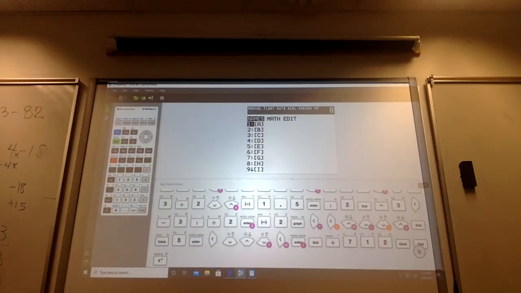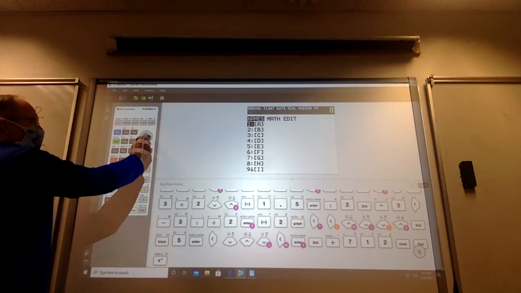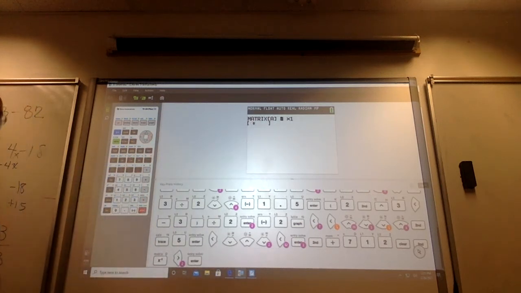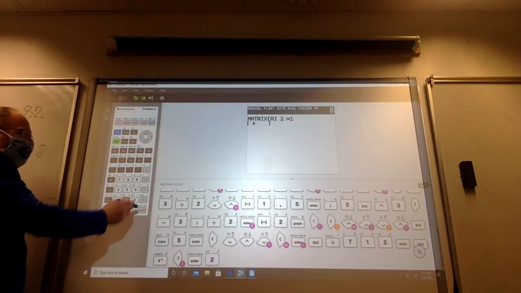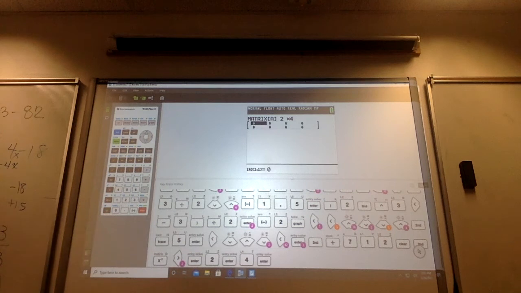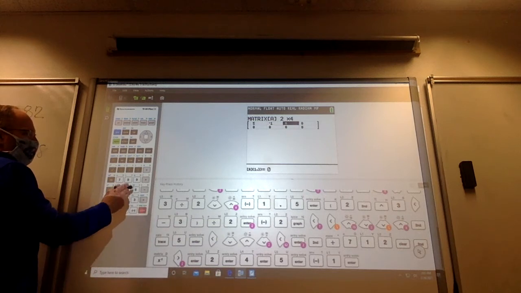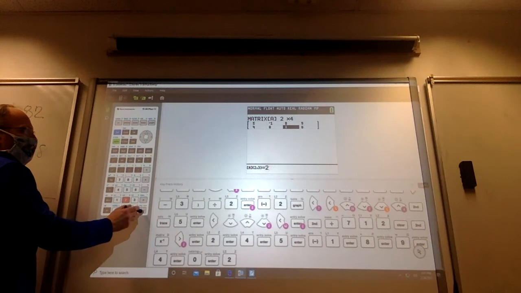So we're going to take our arrows, move over to edit and hit enter for matrix C1. And let's make this a 2x4 matrix. So it has 2 rows and 4 columns. Now, friends, put whatever values you want in there that are numbers. If you use the negative, then use the bottom one. But I'm just putting some arbitrary values in there.